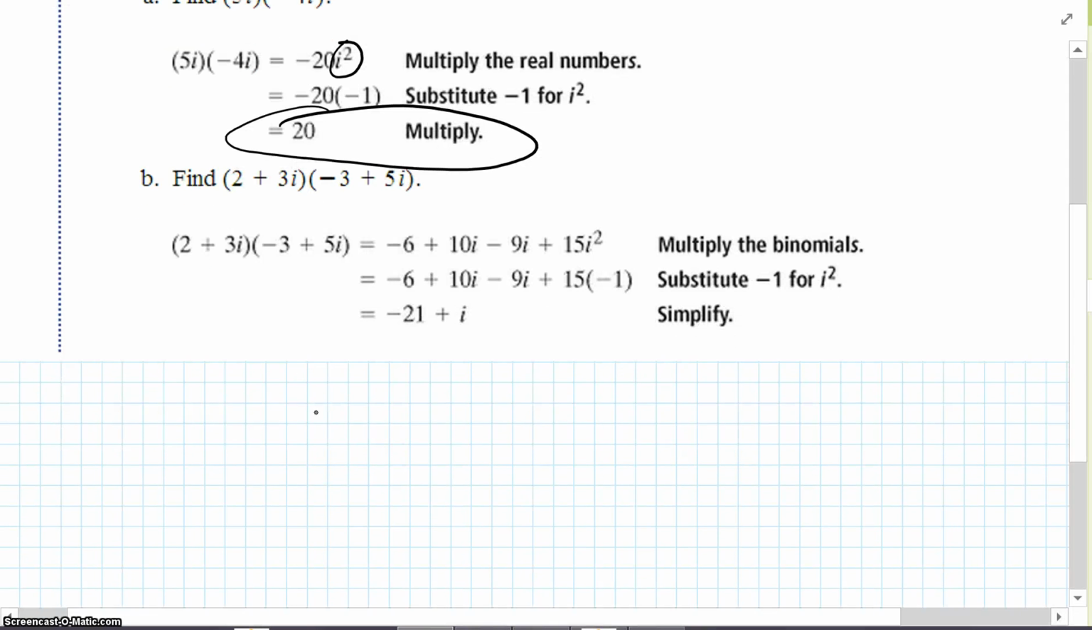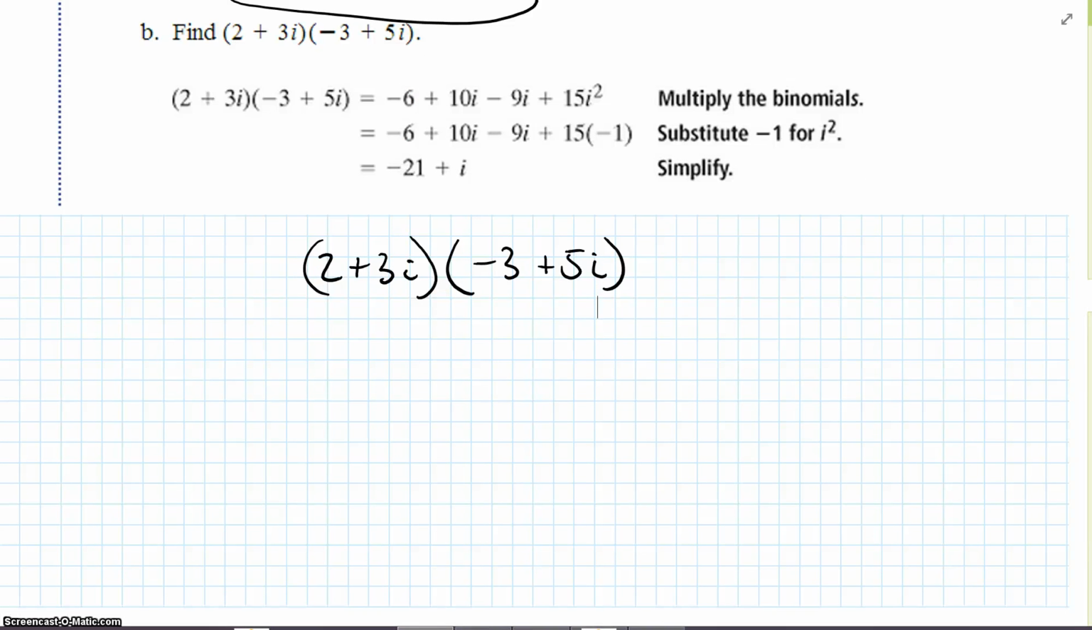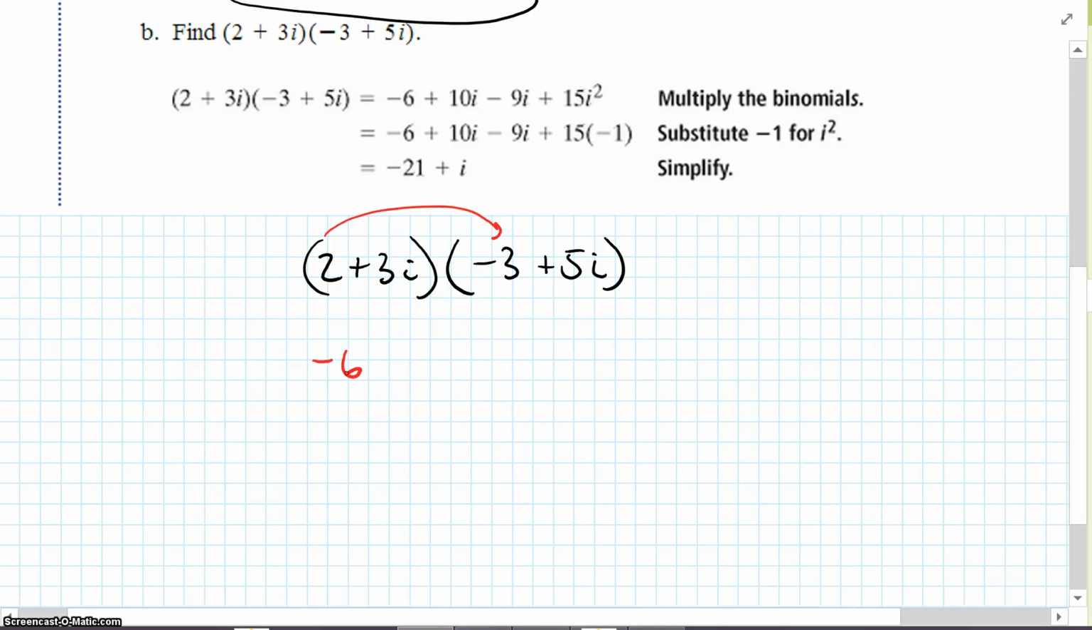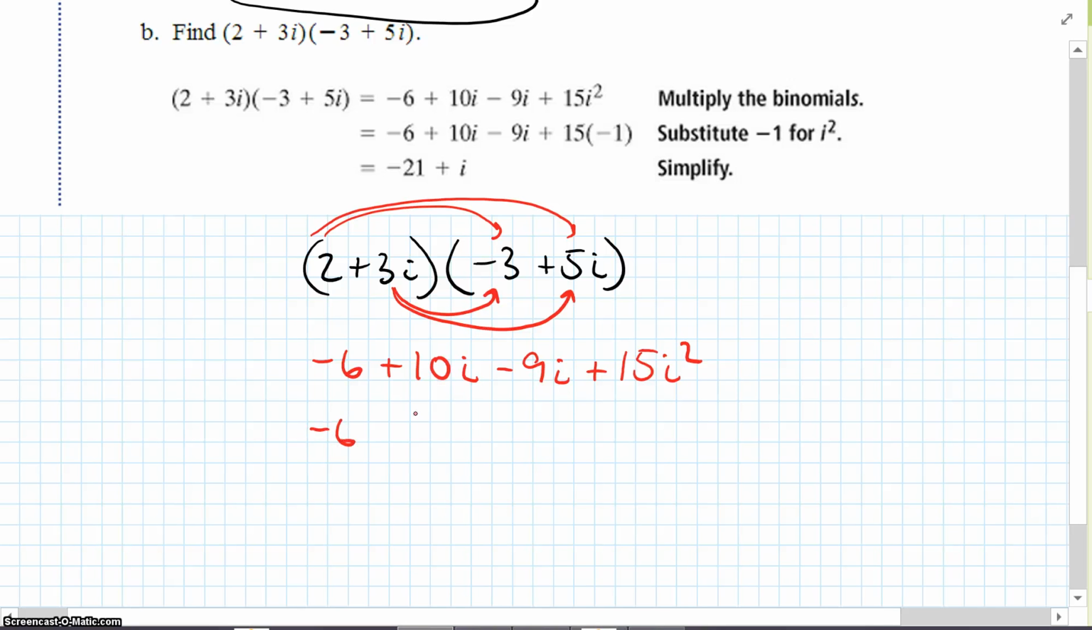Okay, so find, and let's do this together, (2 + 3i) times (-3 + 5i). So we're going to use distributive property. So 2 times negative 3 is negative 6. 2 times 5i is 10i. 3i times negative 3 is negative 9i. And 3i times 5i is going to be 15i squared. Sum like terms, I got negative 6 plus i minus 15. Because remember, what's i squared become? Negative 1. So I can simplify this to be negative 21 plus i.